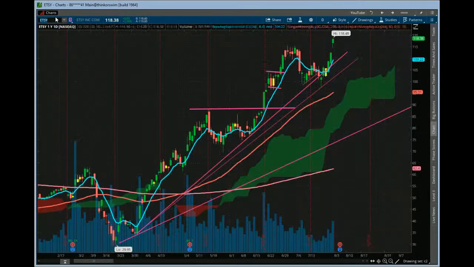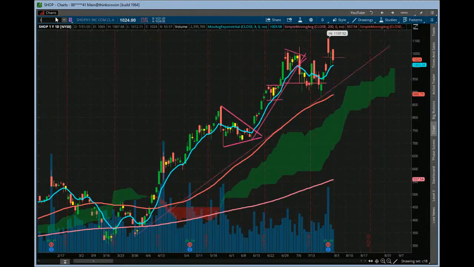And then Etsy. Etsy, beautiful move off the prior big candles. So again, back to all-time highs on that one. So really impressive stuff there. And then Shop, of course, earnings recently, is still kind of chopping around. It is holding the 8-day moving average, so that's looking pretty good right there for now. And then ALB.